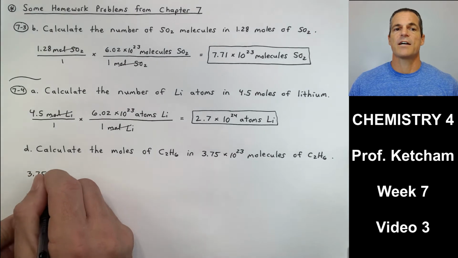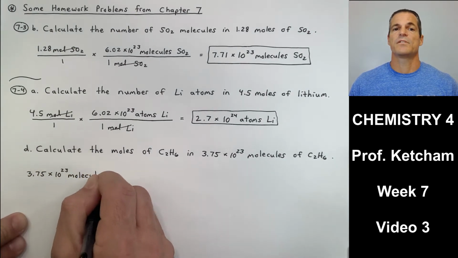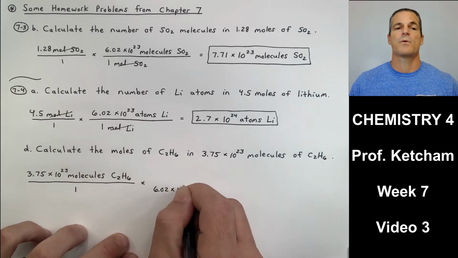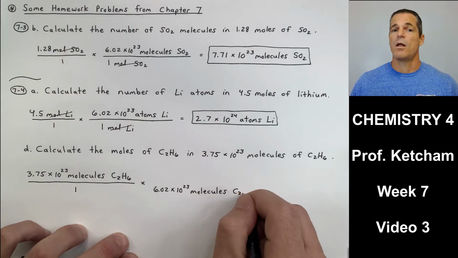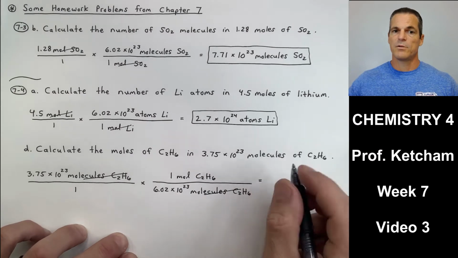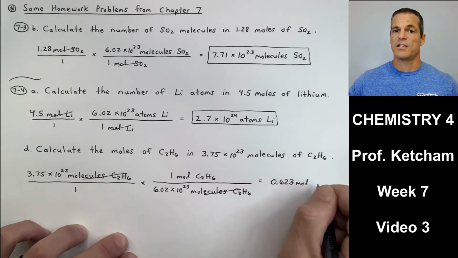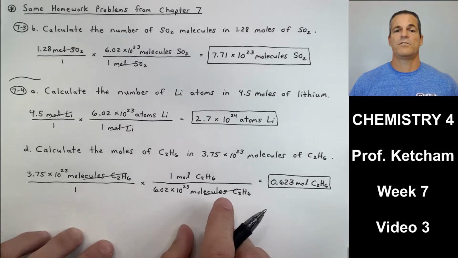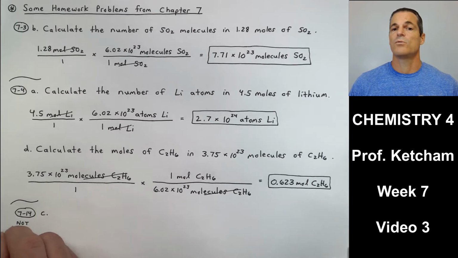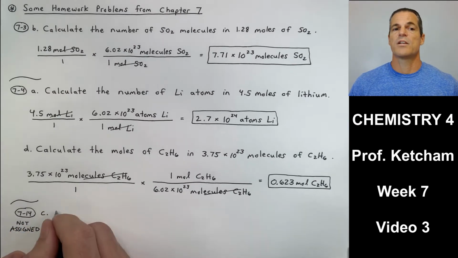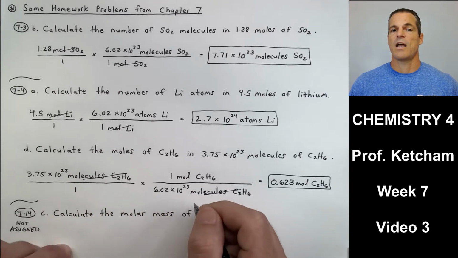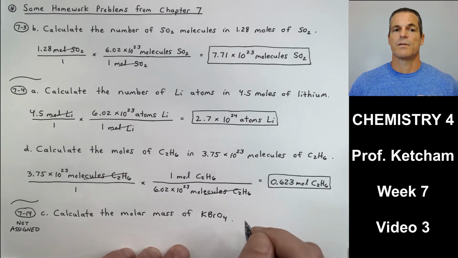So 7.4d, calculate the moles of C2H6 in 3.75 times 10 to the 23rd molecules. This time I'm starting with molecules, start with what I'm given, put it over 1. Because I'm starting with molecules, now I have to have Avogadro's number on the bottom. For every 6.02 times 10 to the 23rd molecules of C2H6 on the bottom, there is 1 mole of C2H6. Started with 3 sig figs, my answer is 3 sig figs, 0.623 moles C2H6. Make sure you can replicate 7.4d on your calculator. Sometimes dividing by Avogadro's number is difficult for some people.